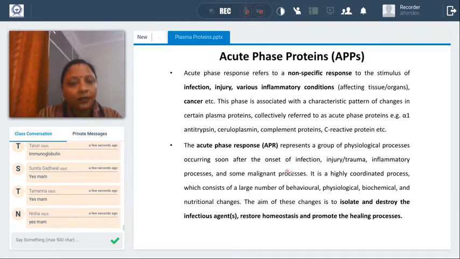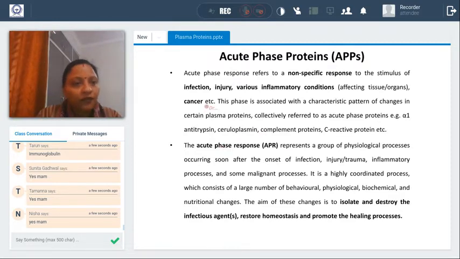It is a highly coordinated process which consists of a large number of behavioral, physiological, biochemical, and nutritional changes. The aim of these changes is to isolate and destroy the infectious agent, restore homeostasis, and promote the healing process. So, this is the crux of this whole slide.